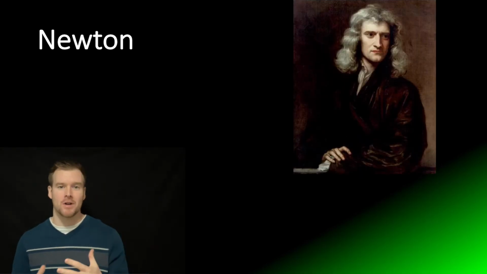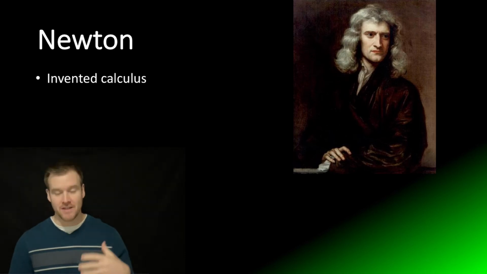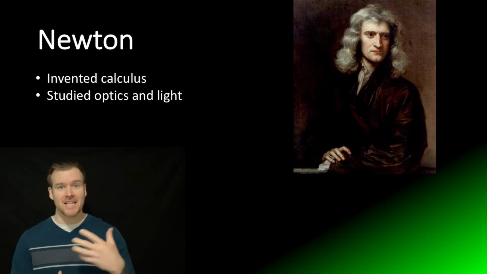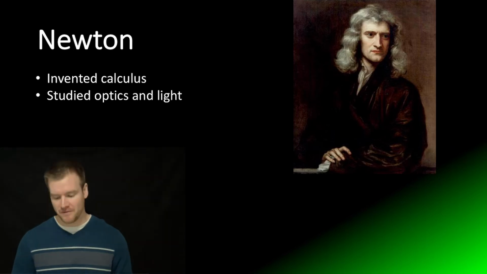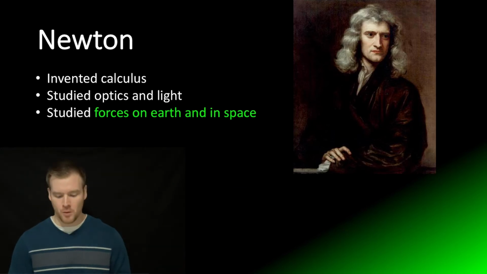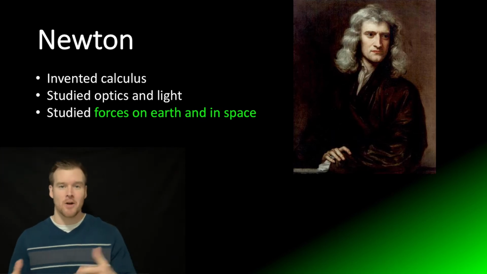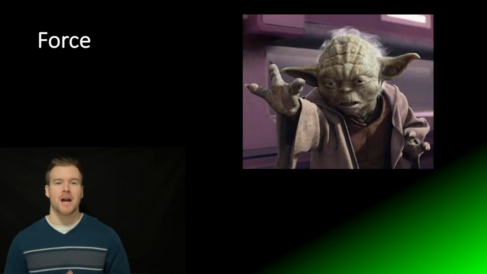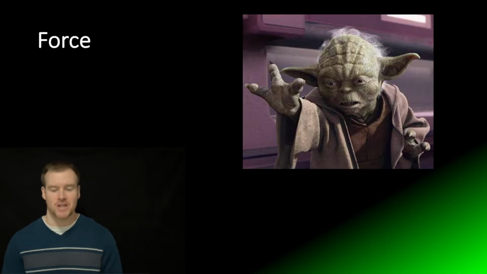Isaac Newton had a whole bunch of contributions to science. He invented calculus, which is pretty crazy. He studied optics and light. You look at that a little bit more in Physics 30. And he studied the forces that exist here on Earth and out in space. And that's what we're going to be looking at, the forces here on Earth in Chapter 3 and the forces out in space in Chapter 4.